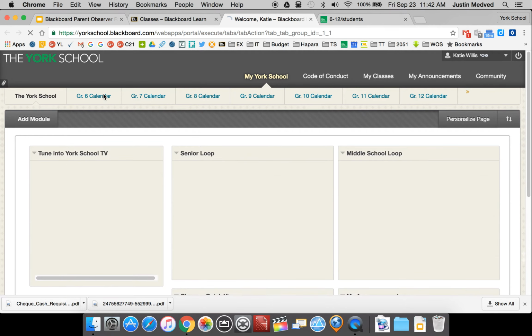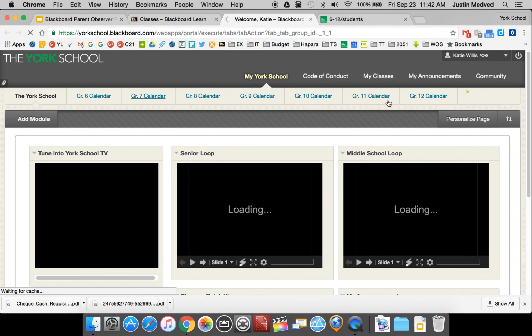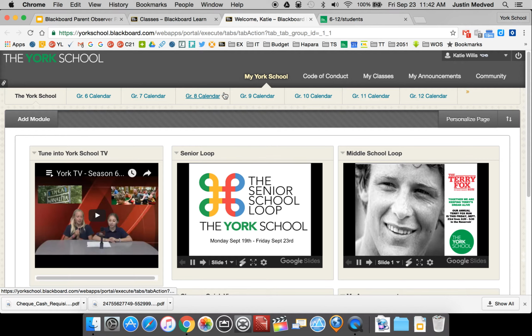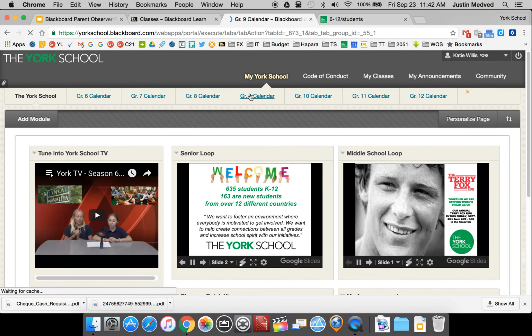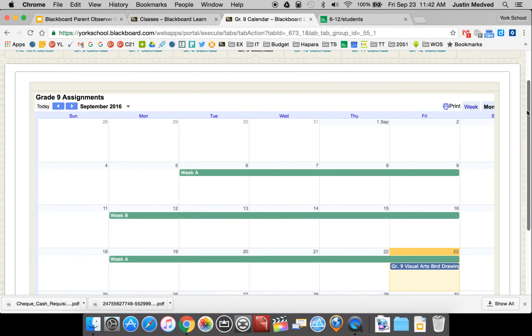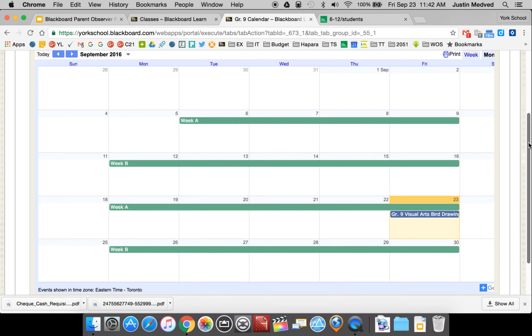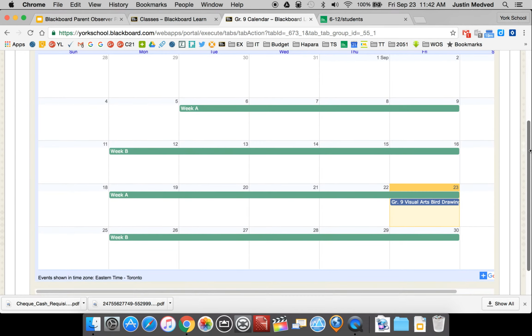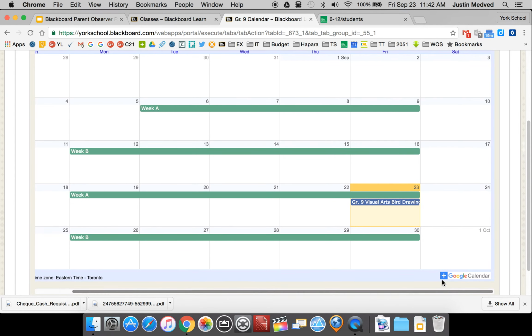Back to the front of the page, you'll notice we have academic calendars. These are Google calendars which reveal homework and assignments, major assignments, that each of the grades and all the courses are generating. You can subscribe to these calendars by clicking on the little plus icon below and bring them into your own calendaring system.